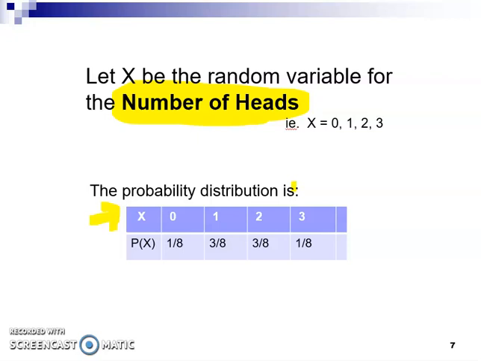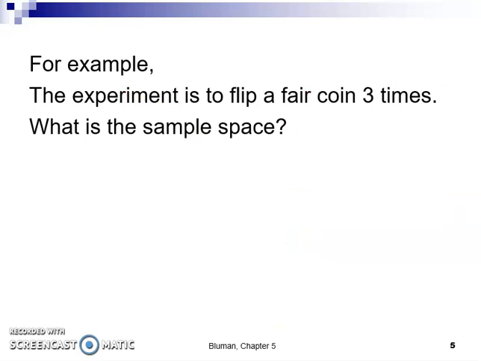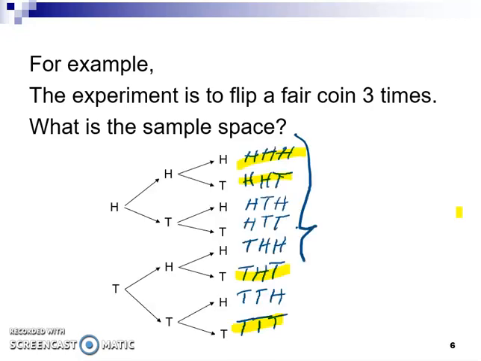The way we do that is we go back and look at our sample space. To get 0 heads, how many times did that occur? Well, 0 heads was this outcome right here, where we have tails, tails, tails, and there was only one like that. So the probability of 0 heads is 1/8.